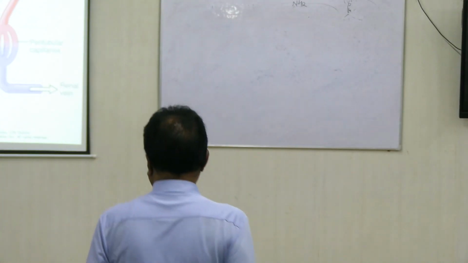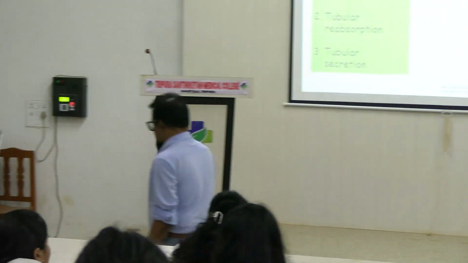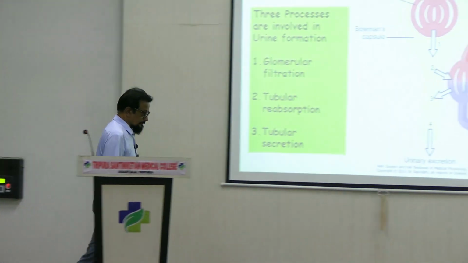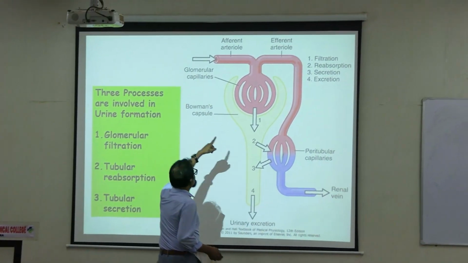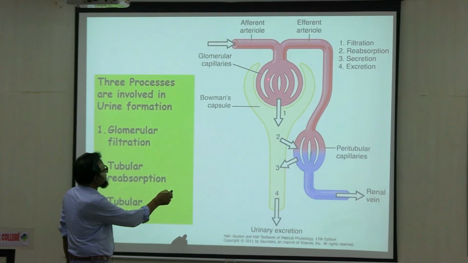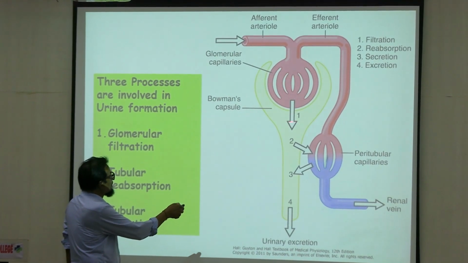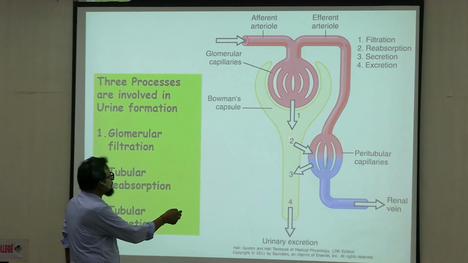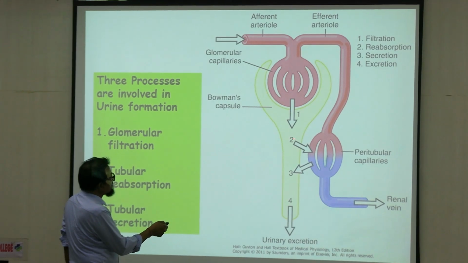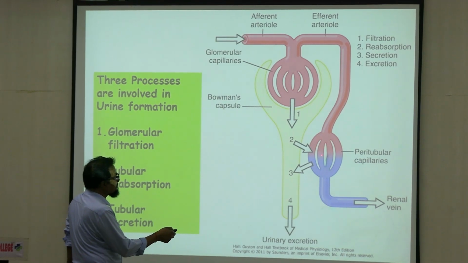So as I said, urine formation is done through three processes: glomerular filtration, tubular reabsorption and tubular secretion. So, blood enters here, into the glomerulus. So here filtration will be made. Now this filtrate will pass through this tubule. This is what? Renal tubule. From this tubule, some solutes and water will be absorbed into the blood.